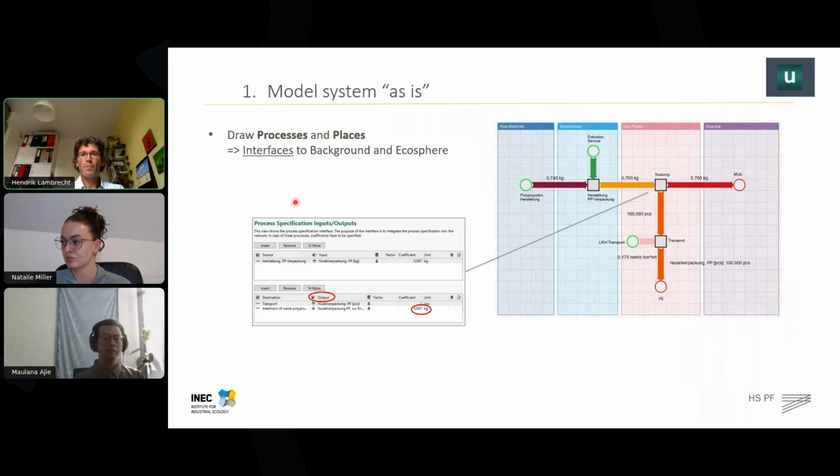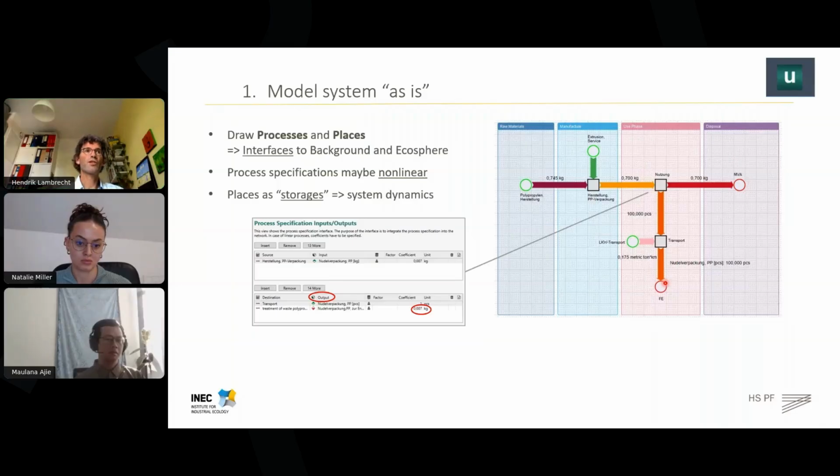So if we start with modeling, we are starting by simply drawing a flowchart with processes and places. As you can see here on the right-hand side, it's a quite simple example I would use in teaching. For example, it's a package for noodles made of polypropylene. So we have here the raw materials, manufacture phase, use phase, and in the end, a disposal. It's a very simple model with just 3 processes in the foreground, and then those places here are basically the interface to the underlying LCA database.